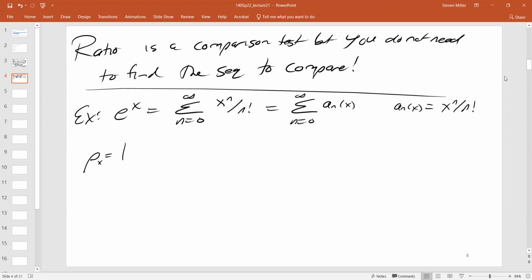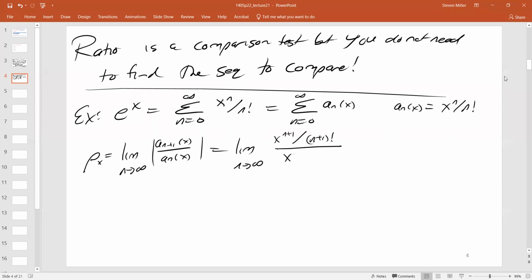It's going to be the limit as n goes to infinity of a_{n+1} of x over a_n of x. So this is the limit as n goes to infinity of x^{n+1} over (n+1) factorial over x^n over n factorial. Okay, so how do you divide two fractions? You multiply by the reciprocal of the denominator. So if I have a over b over c over d, this is just a over b times d over c.